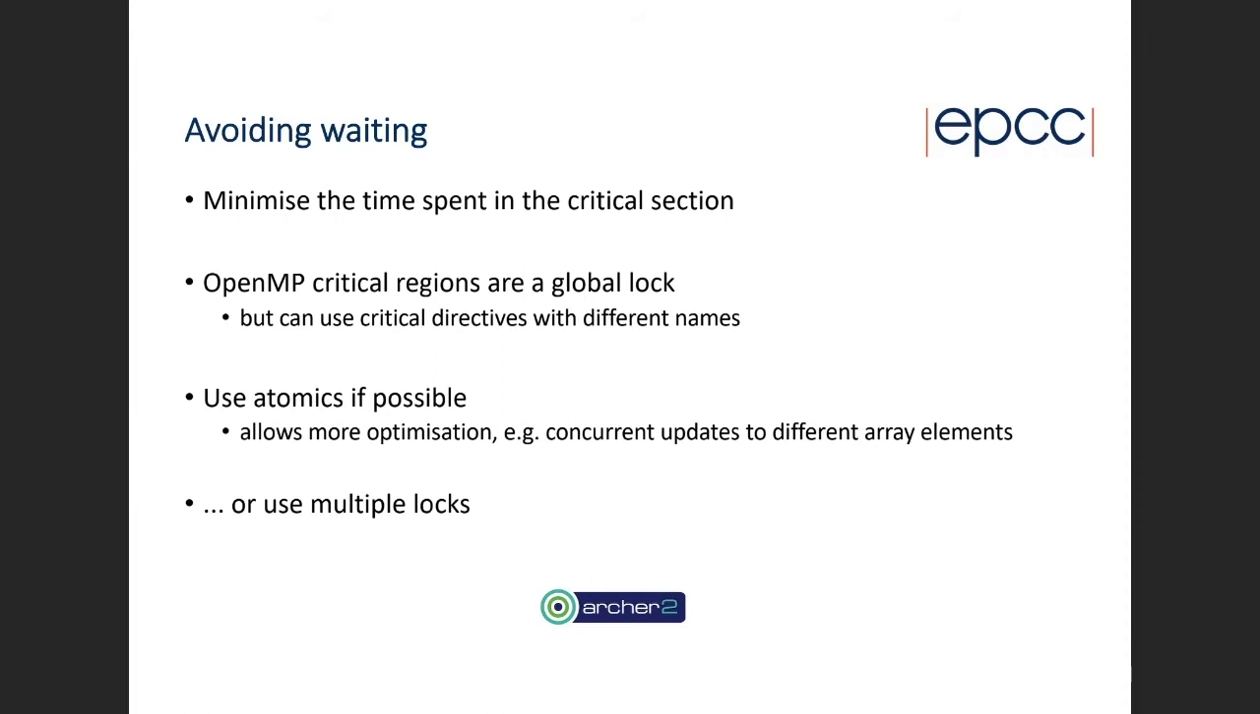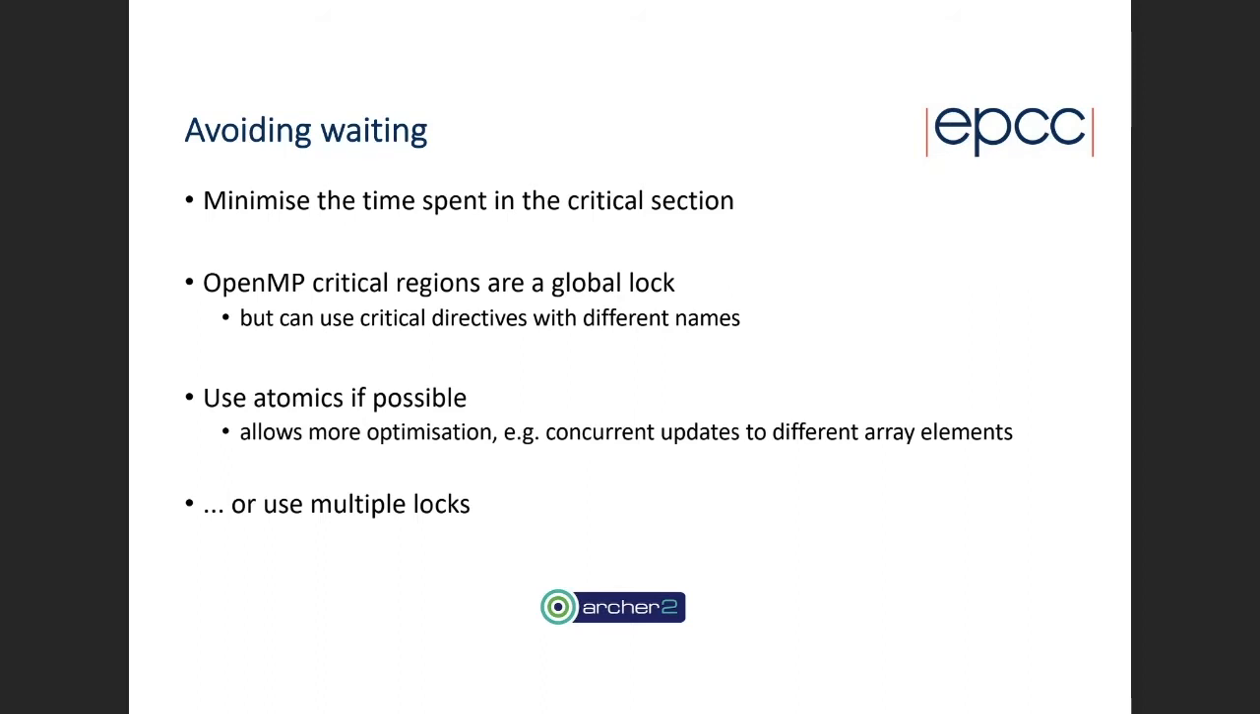It also allows concurrent updates to different array elements. So if the thing on the left-hand side of your atomic operation is an array element, if you use critical, then only one thread at a time can update any element. Whereas if you use atomic, then that allows the runtime the possibility to protect every array element separately.